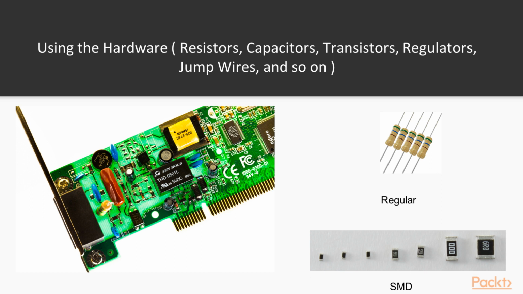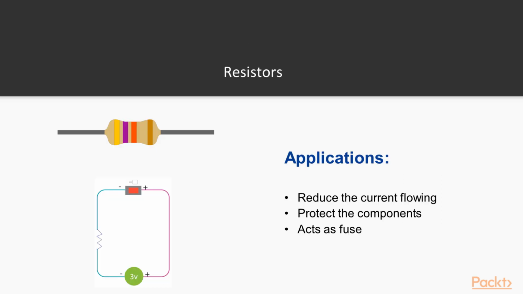Alright, now let's take a look at resistors. Resistor is basically a passive electronic component, and it has a certain function. It restricts the flow of current through it. So for example, if you have a 3-volt supply and if you have an LED, you most likely should have a resistor before the LED.